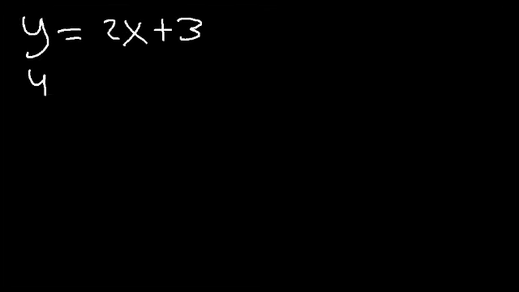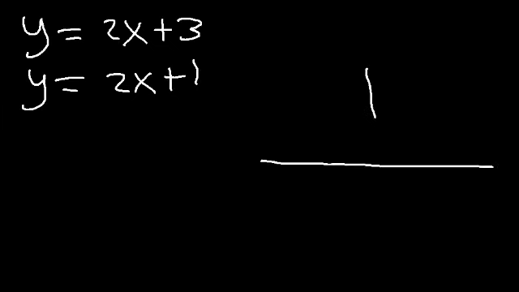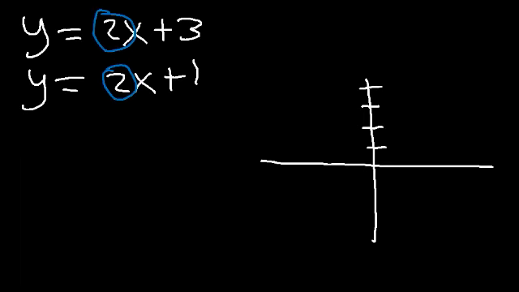Now let's move on to parallel and perpendicular lines. Consider these two equations: y equals 2x plus 3 and y equals 2x plus 1. Now, these lines, would you say they're parallel or would you say they're perpendicular? Notice that they have the same slope, 2. Whenever you have two lines with the same slope, these lines are parallel lines.